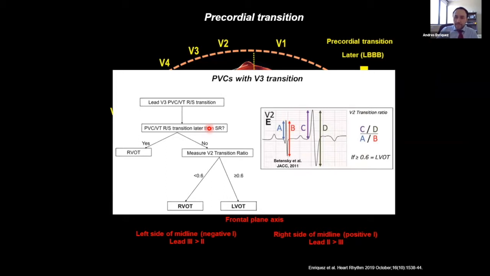So when the PVC transition occurs later than sinus rhythm, the origin is going to be in the RVOT with high specificity. When transition occurs earlier than sinus rhythm, we measure the V2 transition ratio, which is the percentage R wave during PVC divided by the percentage R wave during sinus rhythm. And if this number is more than 0.6, that's going to predict an LVOT origin.